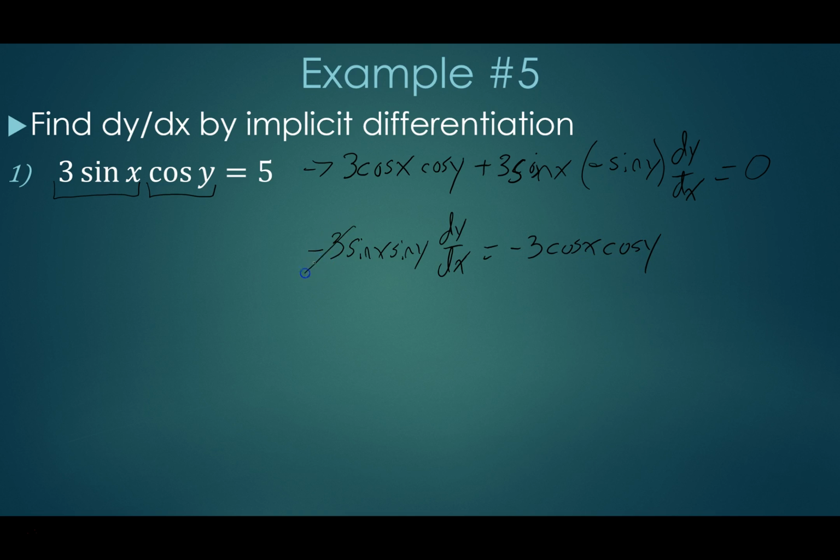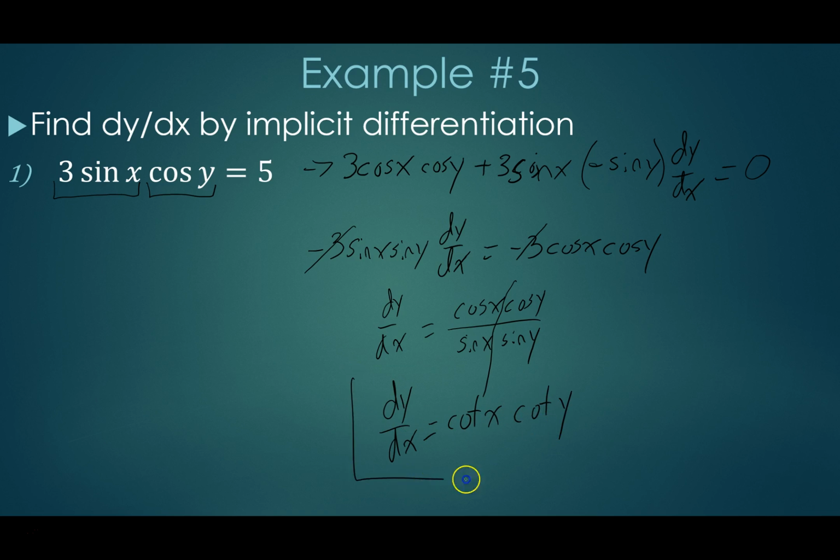So the negative 3's will cancel out. And when I divide by sine of x, sine of y, we'll get dy/dx equals cosine of x, cosine of y over sine of x, sine of y. Well, cosine over sine is cotangent. So really, dy/dx equals cotangent of x, cotangent of y. Just simply a simpler way of writing that particular expression.